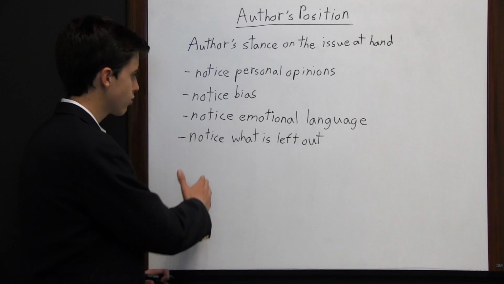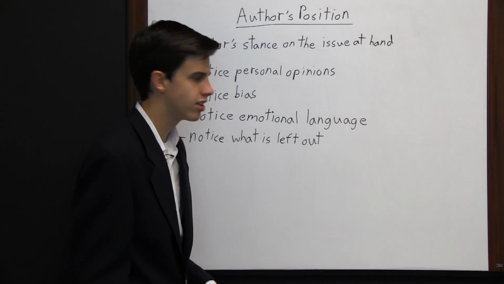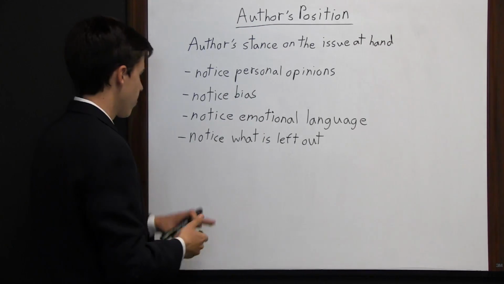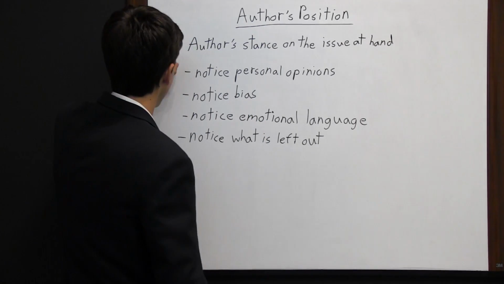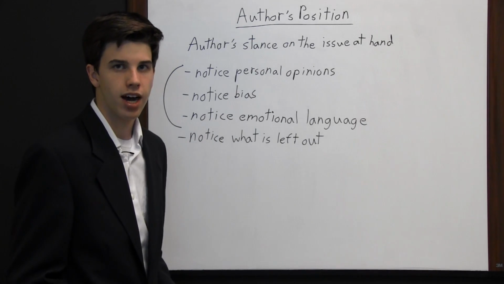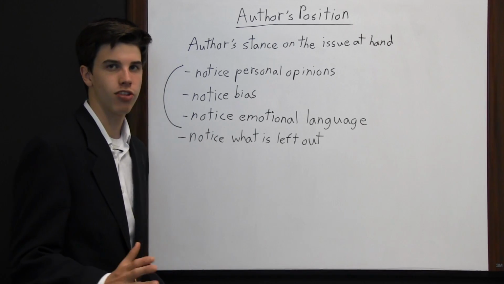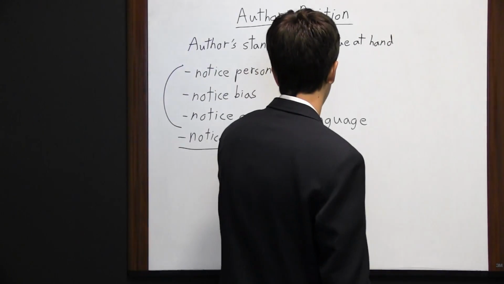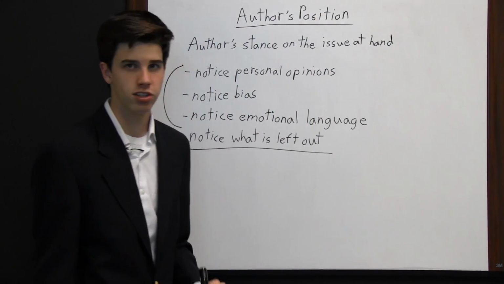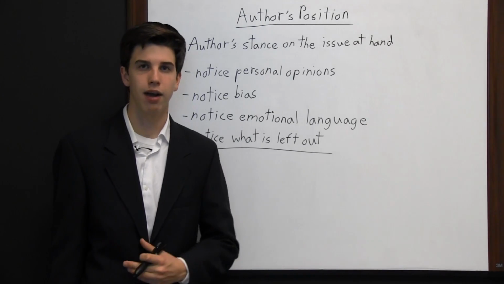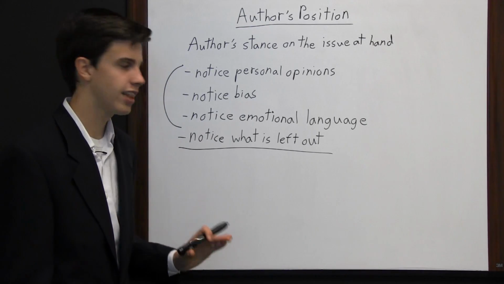Then also, notice what information is left out. Because when we're talking about personal opinions, bias, and emotional language, these are all things that are going to be added to the paper. This is something an author may add to the paper to insert their bias or to insert their own position. But noticing what is left out is when the author doesn't write something to support their position. This may be some fact that would look bad upon their own position, so they just leave it out.